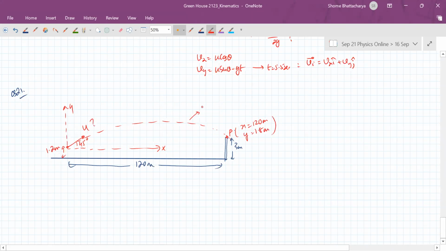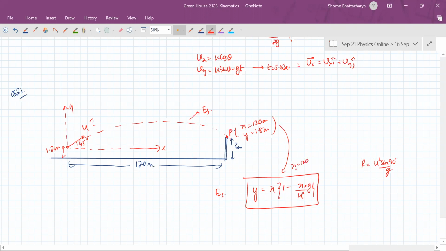So the equation of trajectory is y is equal to x into 1 minus x upon R, where R is u square sine 90 degrees by g, so u square by g. Now in this equation, substitute x and y like this. g equal to 10 or 9.8 meters per second square, whatever. According to that, you will get the level of accuracy. So you can find out from this.